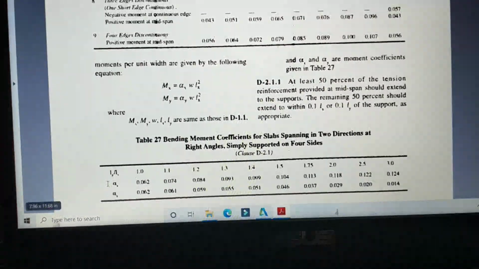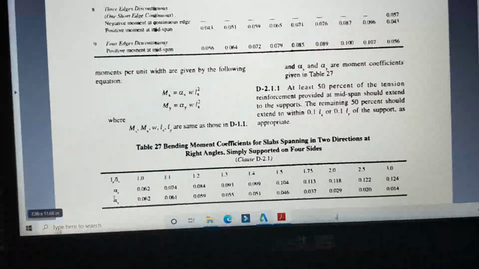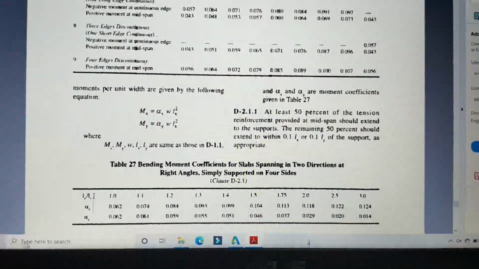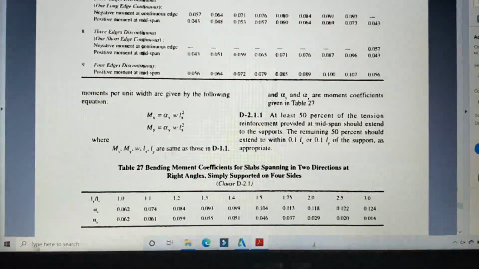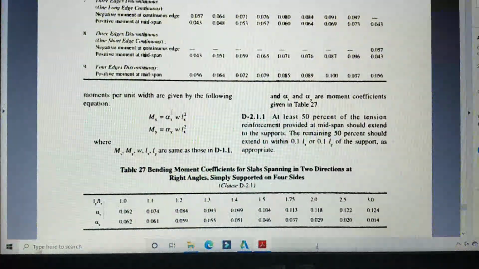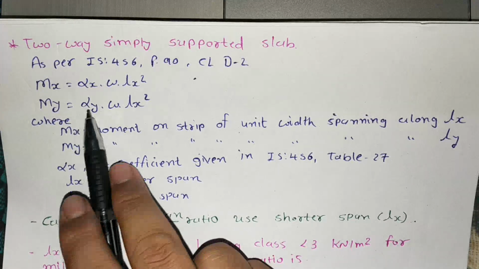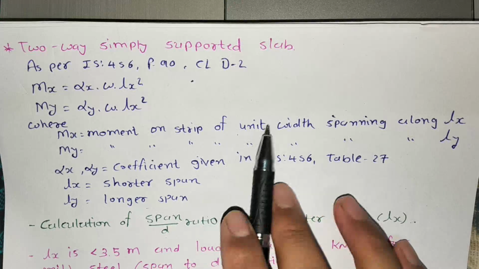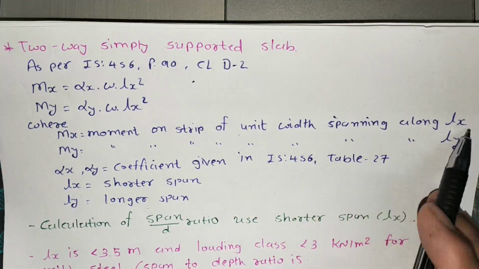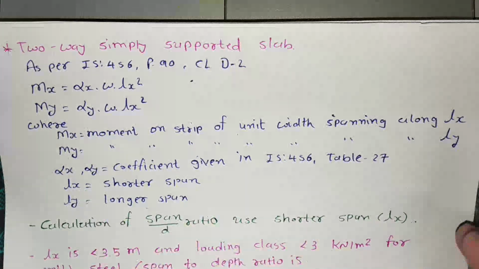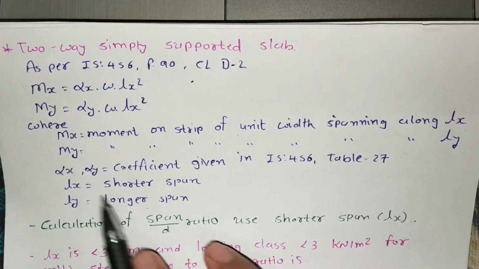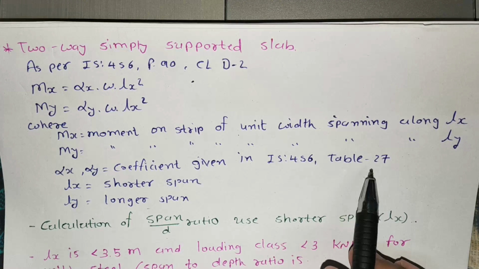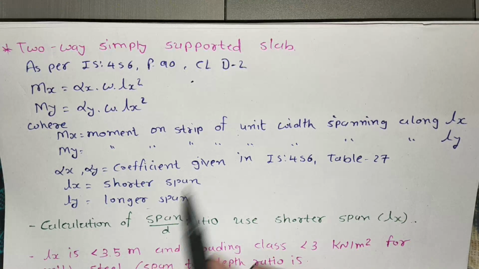You have to calculate alpha x and alpha y. Alpha is nothing but the ratio of Ly upon Lx, where Ly is the longer span divided by the shorter span. You can calculate the value of moment using this equation. This is the equation for Mx and My, in which Mx is the moment on a strip of unit width spanning along the Lx direction, and for My it will be along the Ly direction. Alpha x and alpha y are the coefficients given in IS code page number 27 and 26. Lx and Ly you already know.